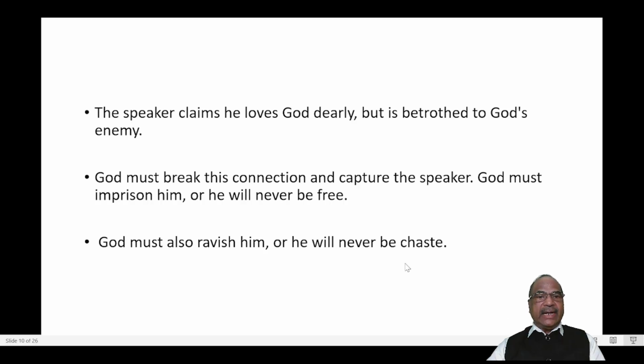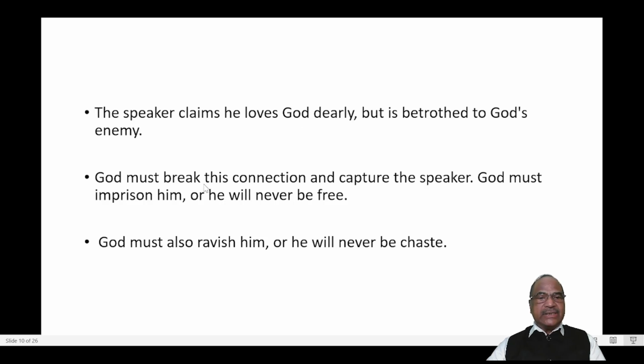The speaker claims he loves God dearly but is betrothed to God's enemy. Note that this is a paradox. You can see he loves God dearly but is betrothed to God's enemy. God's enemy is Satan. So if anybody loves God, he will never betroth himself to God's enemy Satan. So this is a paradox.